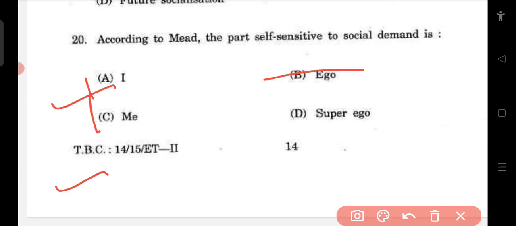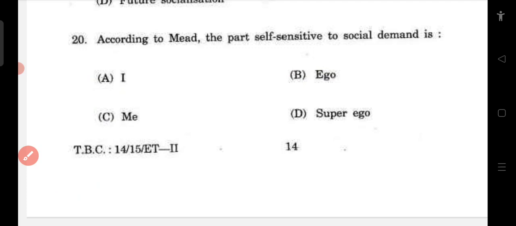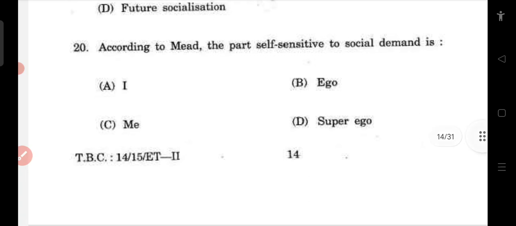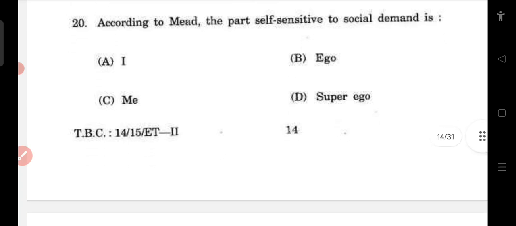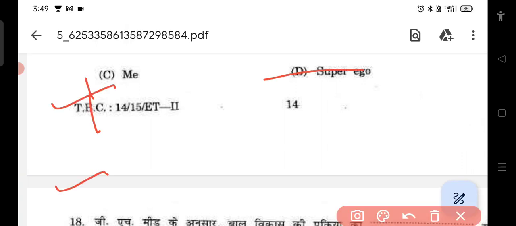For example, let's understand the concept of ego and superego. Ego just wants to satisfy; when a person is hungry, he goes to a sweet shop. His need is that he should steal the sweets, but ego says that no, this is not the right thing. And superego would not do it. Ego said let's do this. So here the part self-sensitive to social demand is superego. If there are any changes in this question, it will be cleared in the next video.